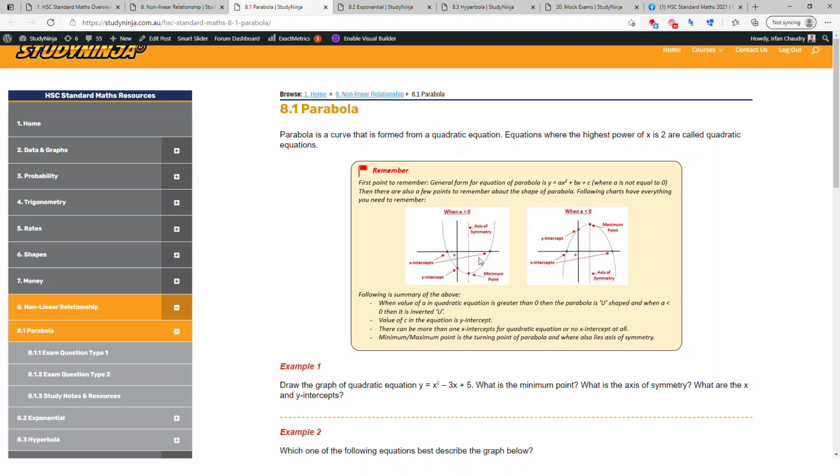The second point to know is that the value of c in this equation is the y-intercept. Then there can be more than one x-intercept, or no x-intercepts at all if the parabola is going like this. And the minimum or maximum point is the turning point of the parabola. So this point or this point, this is where the parabola turns. These are all the things you need to memorize for this.